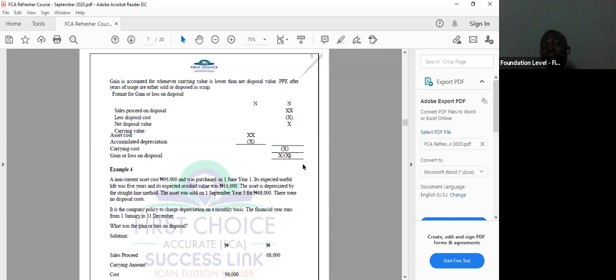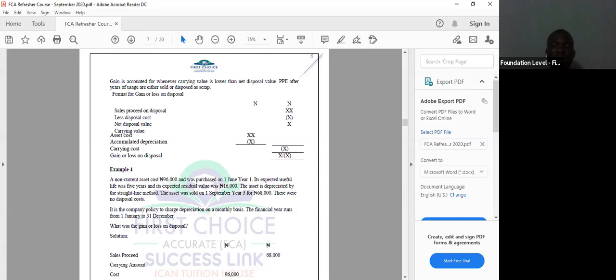It's going to be a gain if your net sales proceed is actually more than your carrying amount. But it's going to be a loss if your net proceed is lesser than your carrying amount. If in my book I'm saying my cost of asset is 20,000, and at the end of the day I sold the asset for 15,000, it means I've made a loss of 5,000. Or if my asset is 15,000 and I sold the asset for 25,000, it means I've made a gain of 10,000. So I have to account for it. So how do we account for it?